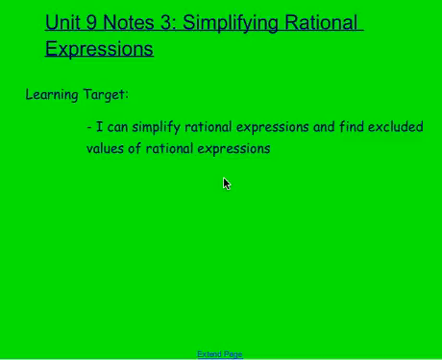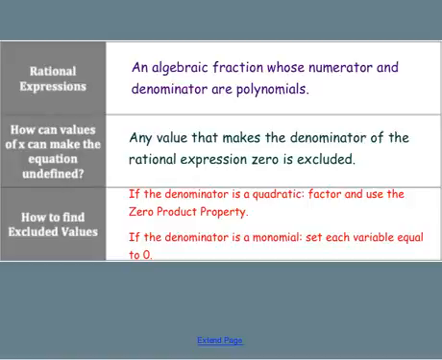And welcome to Unit 9, Notes 3, Simplifying Rational Expressions. Learning target: I can simplify rational expressions and find excluded values of rational expressions. These are very good skills to have moving forward, recognizing things that reduce and simplify.